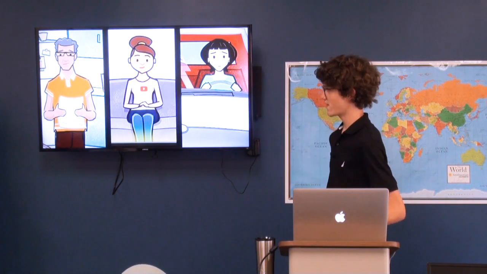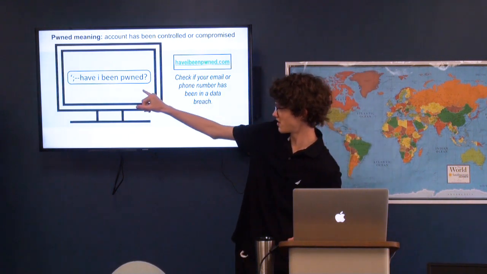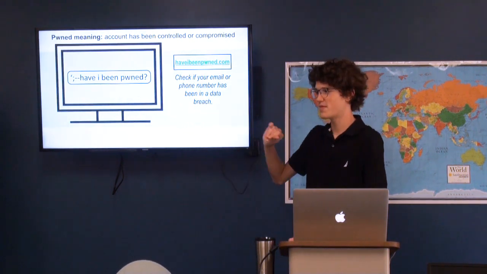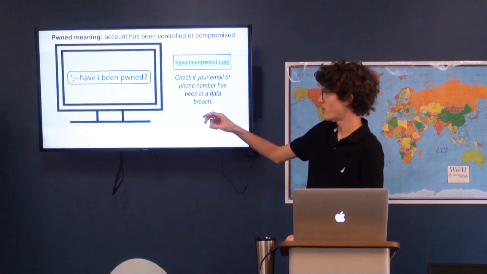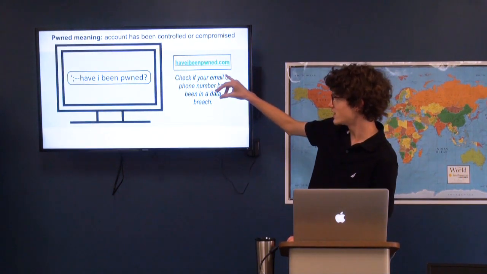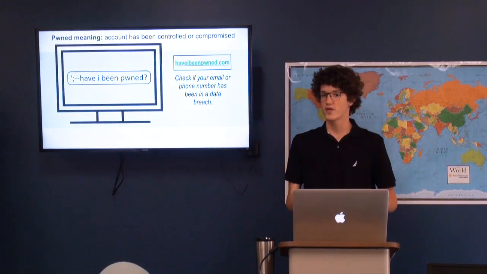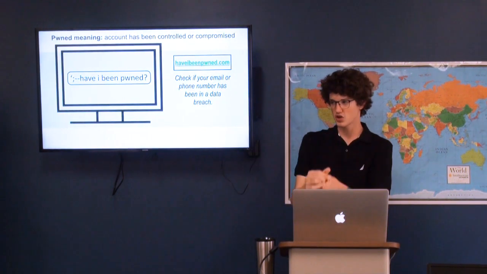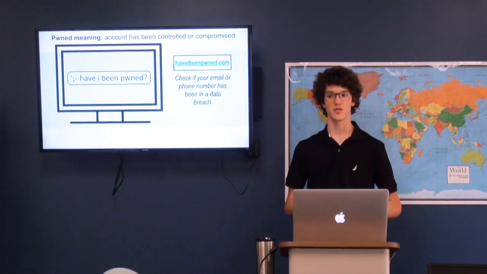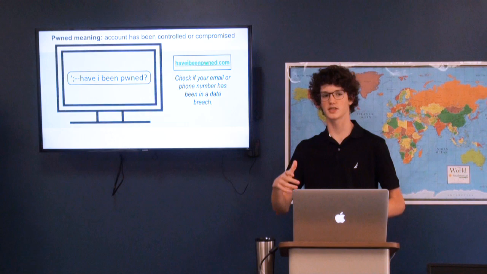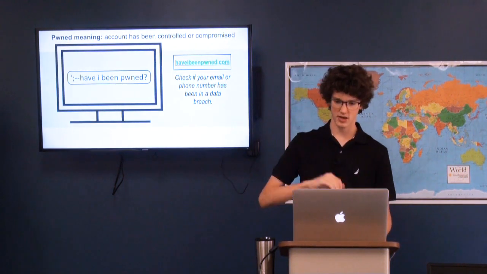Now, the resource I have is really great. It's called Have I Been Pwned. Pwned is internet slang that basically means compromised, and that is PWNED. And the website is haveibeenpwned.com. It's a great resource because you can enter your email address or phone number, and then it'll tell you if your phone number or email address has been in a known data breach, has been attacked, has been leaked.